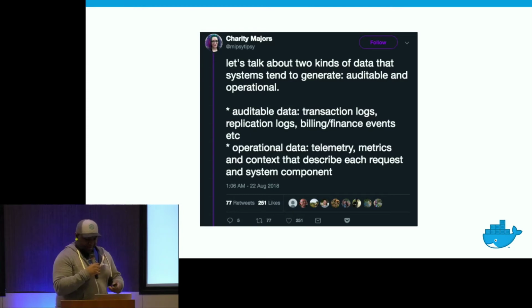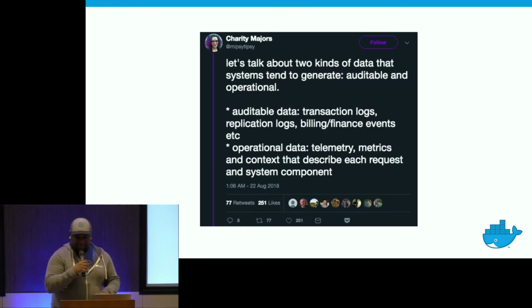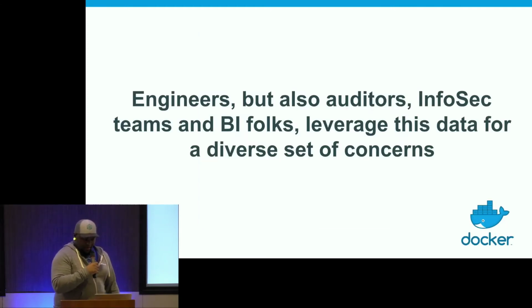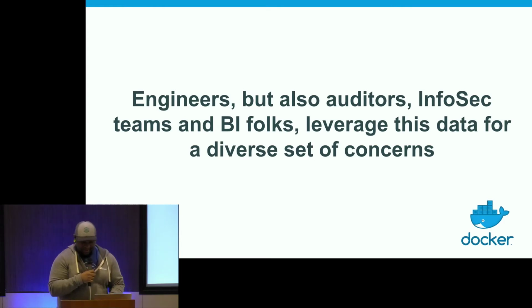Auditable data may have things like transaction logs and replication things. Tracing often goes auditable. Operational data is something that's more for people who are working in quote-unquote DevOps. So, engineers, but also auditors, InfoSec teams, and business folk leverage this data for a diverse set of concerns. As such, this data can have an extremely large value footprint in your entire organization.